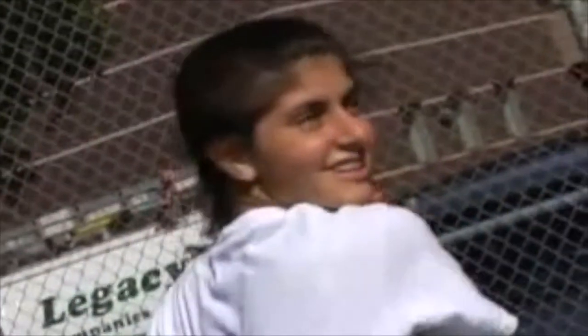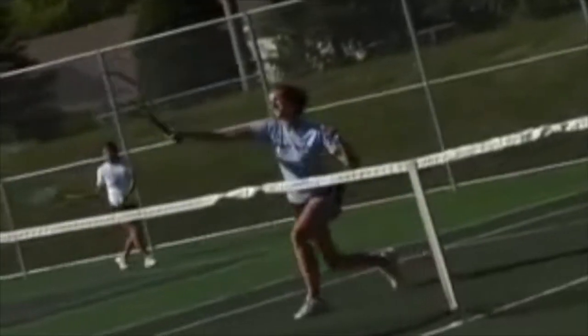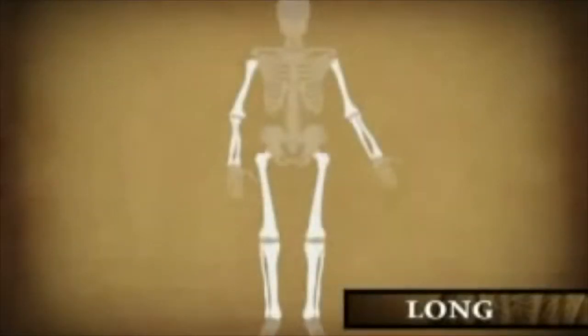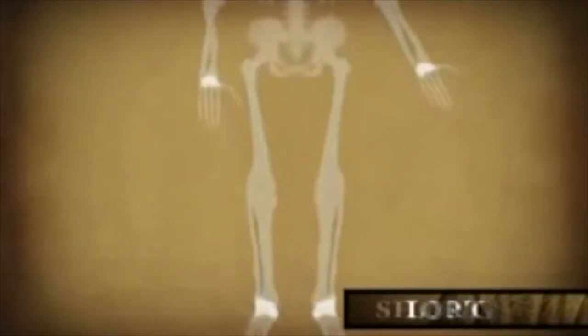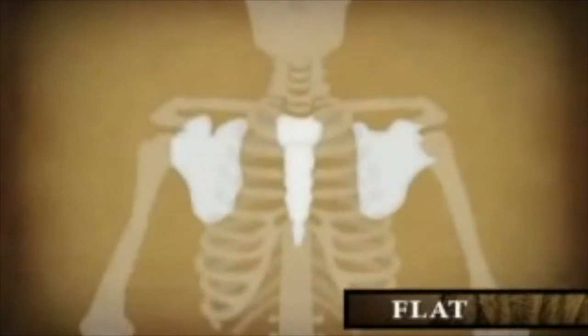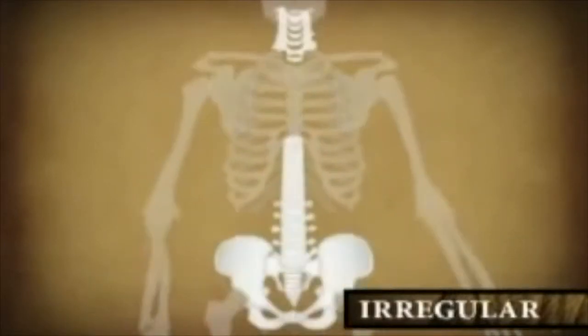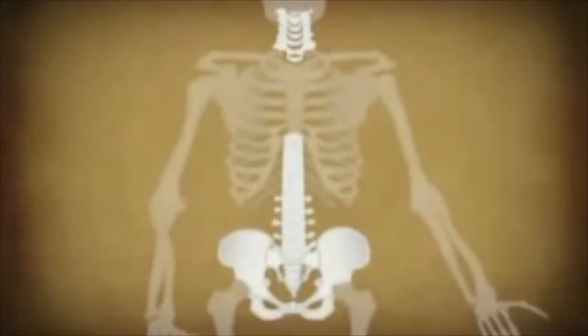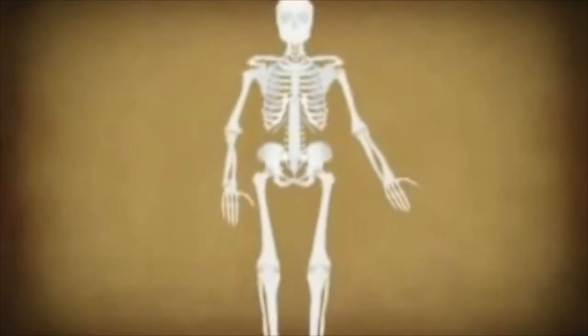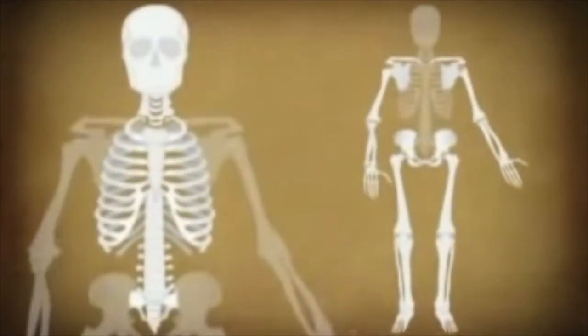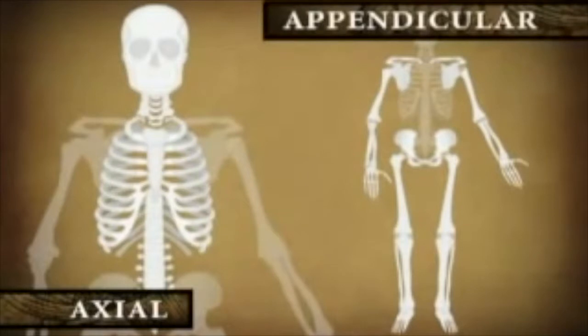The human body consists of 206 bones, which scientists classify into 4 groups: long bones, like those found in the arms and legs, short bones found in the wrists and ankles, flat bones such as the scapula and the sternum, and irregular bones such as the vertebrae and hip bones that don't fit neatly into the other 3 categories. The skeleton itself is further divided into the 2 categories of axial and appendicular for ease of study and reference.